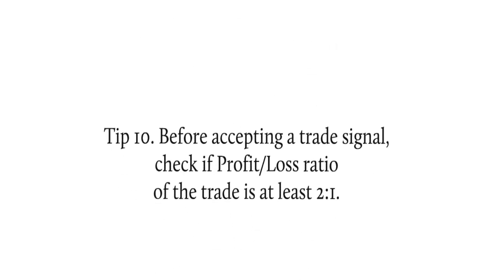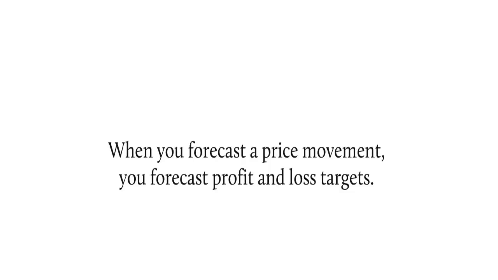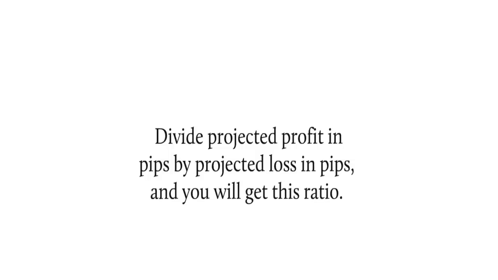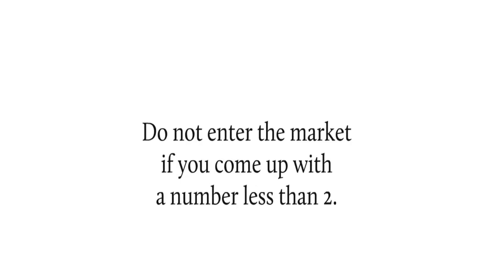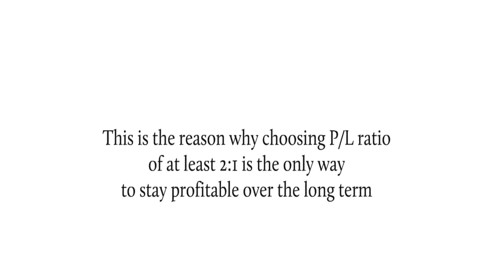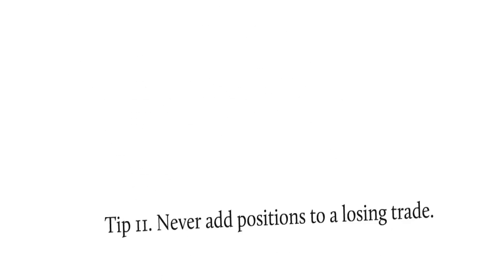Tip 10. Before accepting a trade signal, check if profit-loss ratio of the trade is at least 2 to 1. When you forecast a price movement, you forecast profit and loss targets. Divide projected profit in pips by projected loss in pips, and you will get this ratio. Do not enter the market if you come up with a number less than 2. History has proven the fact that traders cannot forecast price movements with greater probability than 60%. This is the reason why choosing P&L ratio of at least 2 to 1 is the only way to stay profitable over the long term.